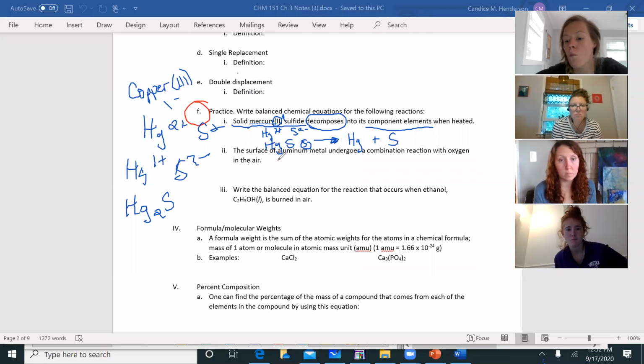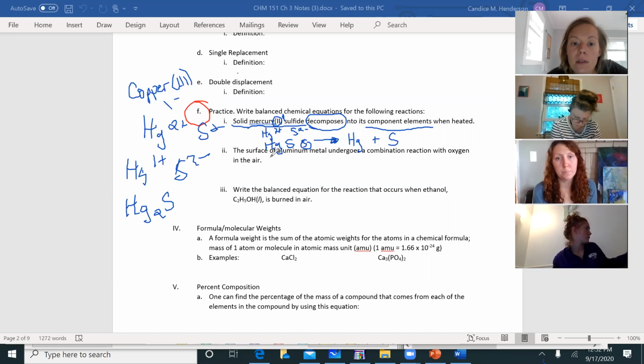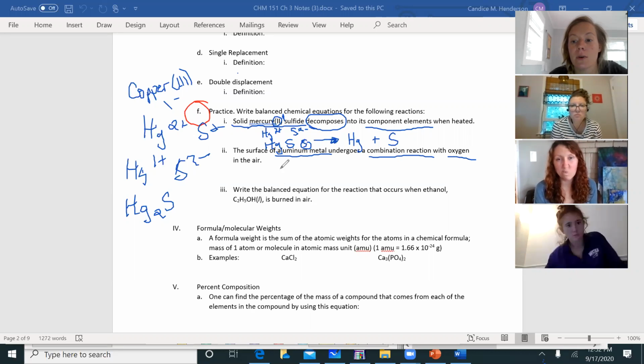Okay. All right, so the next one: the surface of aluminum metal undergoes a combination reaction with oxygen in the air. So I'm taking aluminum and I'm going to combine it with oxygen. Aluminum is Al. I'm combining it with oxygen. Oxygen is a diatomic, so we're going to put that as O2. And then we've got to figure out what its product is. Well, when it combines together, we get aluminum oxide.